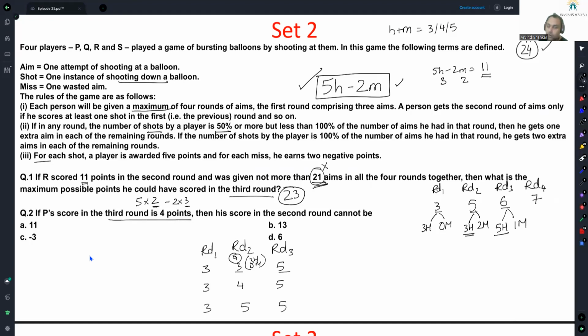4 to 5, 1 increase. It could be either 2 hits, 2 misses, or 3 hits, 1 miss. If it's 2 hits, 2 misses, it would be 10 minus 4, or 6 points, or 3 hits, 1 miss, it could be a net score of 13. Okay. If it is 5 to 5, it would mean either just 1 hit or 2 hits, less than 50% but more than 0. It could be 1 hit, 4 misses, or 2 hits, 3 misses.